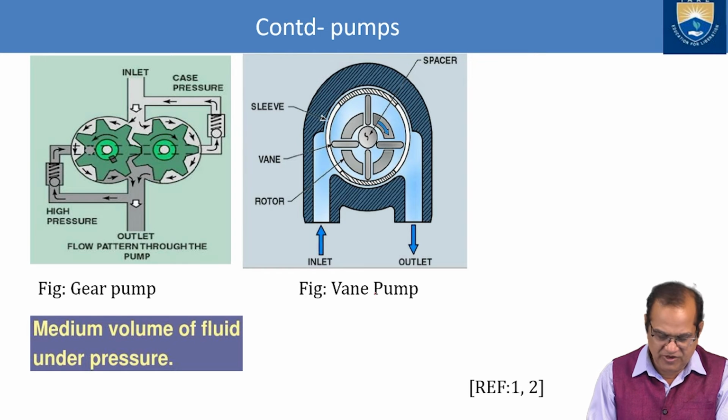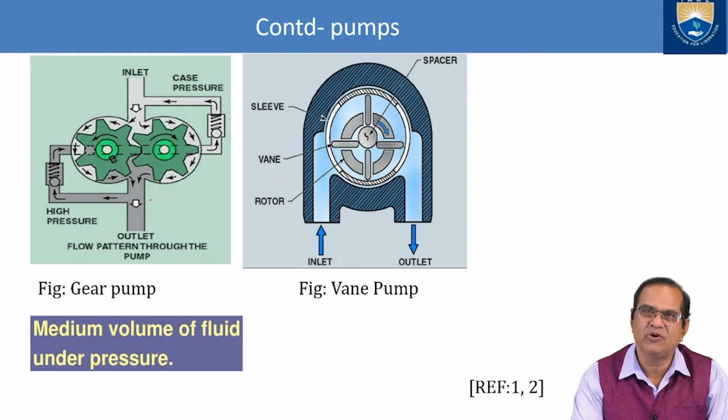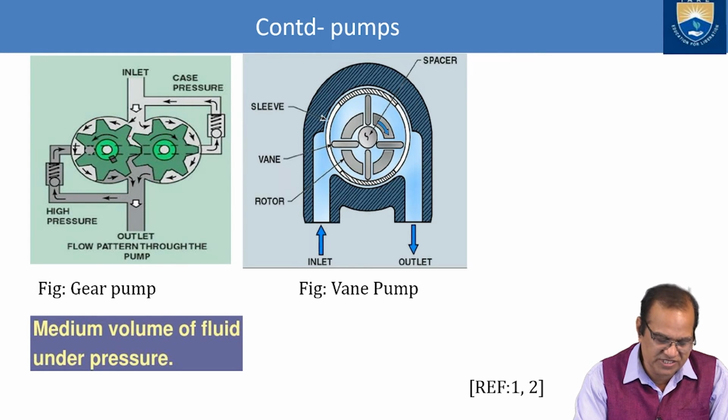We have the gear pump and the vane pump. The gear pump handles a medium volume of fluid under pressure. Here we have the two gears, rotating in opposite directions. The inlet is from this direction, fluid will go here and be trapped. If you see here, the volume is slowly reducing, and a high pressure will enter here.